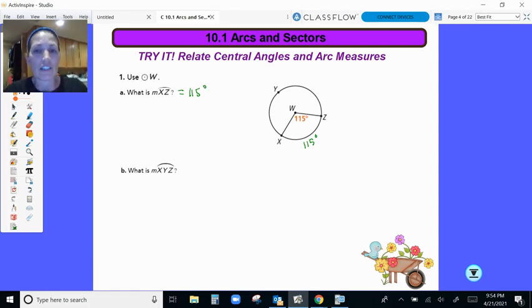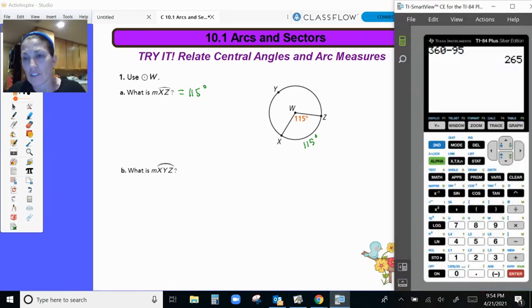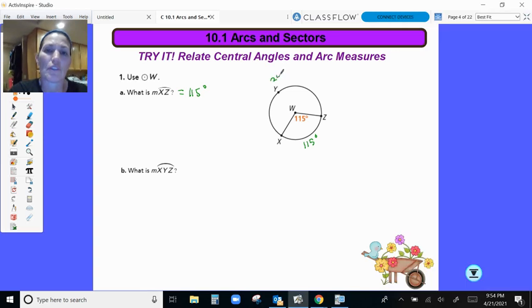How about XYZ? So going the other way around, XYZ. And that's when we're going to just take our calculator. We're going to take 360 degrees and subtract that 115. And that's going to give us 245. So over here, we're going to have 245 degrees remaining in our arc XYZ.